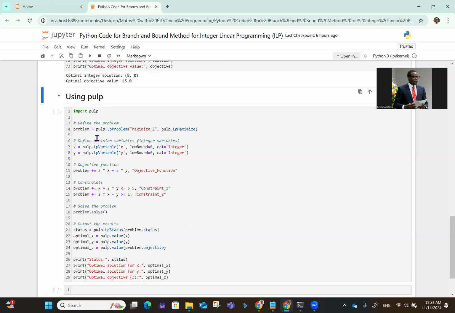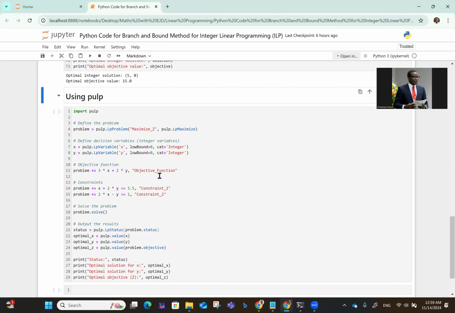And then in line 6, we define decision variables, which are integer variables. So we have pulp.LpVariable, and here we directly set it to integer. This automatically excludes the possibility of any of the variables being fractional or having anything to do with a decimal part. So that's the beauty of PuLP. PuLP is basically written specifically for optimization problems like this.